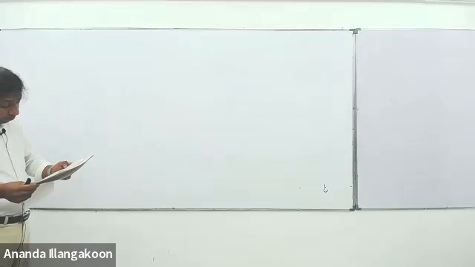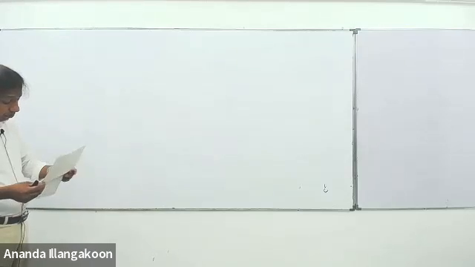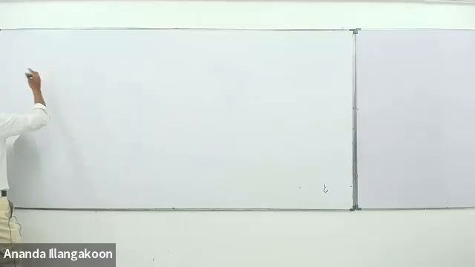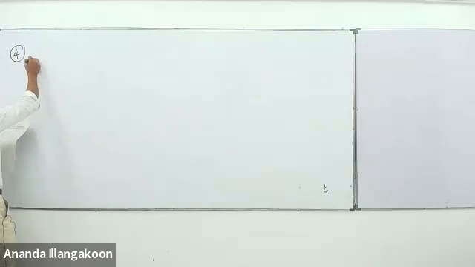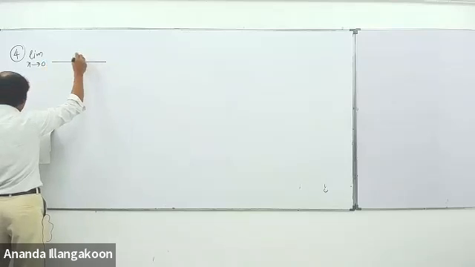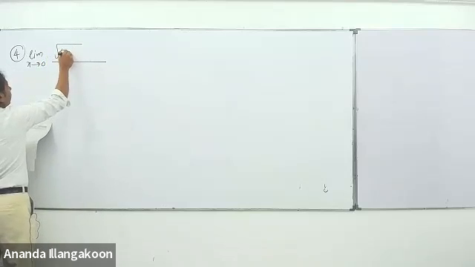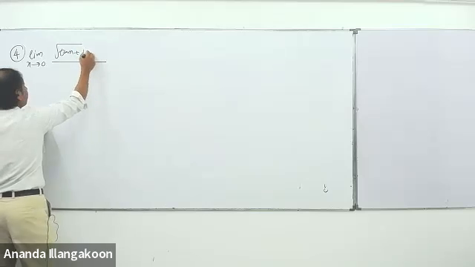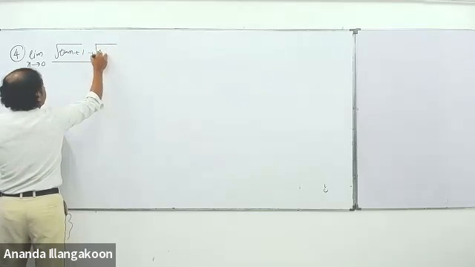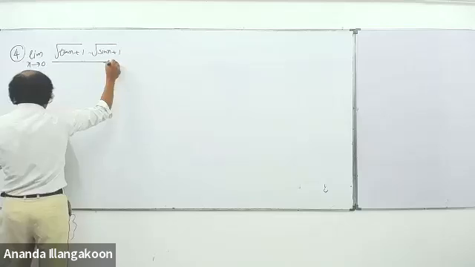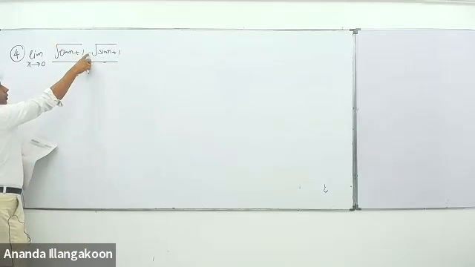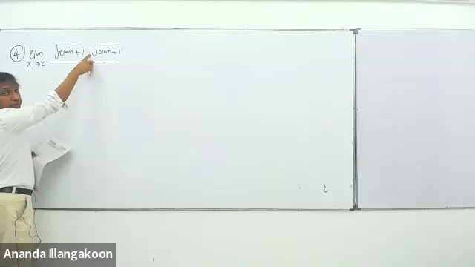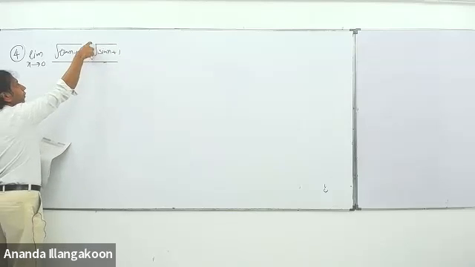Here, given the limit, x going to 0, of root of tan x plus 1 minus root of sin x plus 1, divided by x cube, no? Now, this and this, multiply by the conjugate. Conjugate means take the sign to plus and multiply by the new expression, numerator and denominator both.